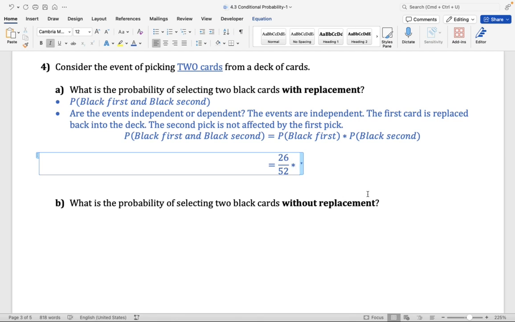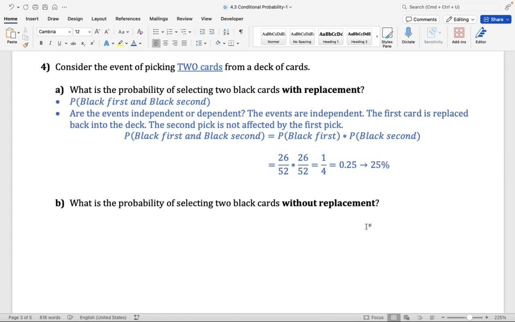Now let's multiply by the probability of selecting a black card second. Since you're replacing the first card, we're back to having 52 cards. We're back to saying, well, how many black cards do we have? We have 26 black cards. We're going to divide 26 by the number of outcomes in the sample space. That is 52 cards. If we go ahead and multiply, we should be getting 1 over 4, which is equal to 0.25. That is 25%.